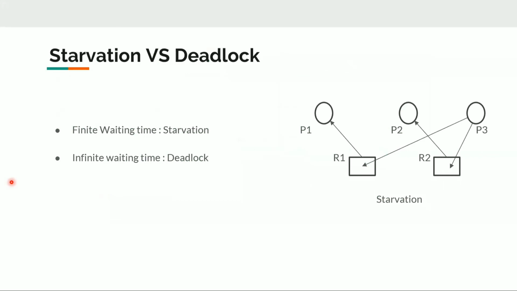Further, we will see a concept called starvation versus deadlock. What is starvation and what is deadlock? Consider this system. P1 is already assigned R1, P2 is already assigned R2, and P3 is requesting R1 and R2. See the arrows, okay? And R1 and R2 are single instances, by the way.